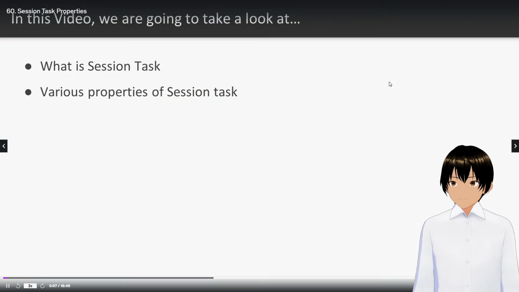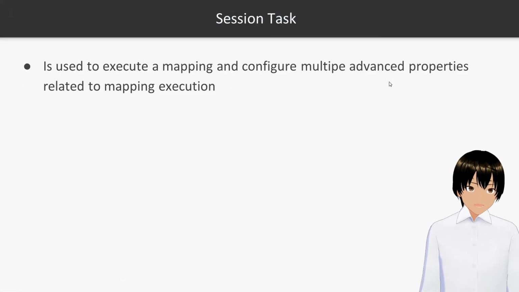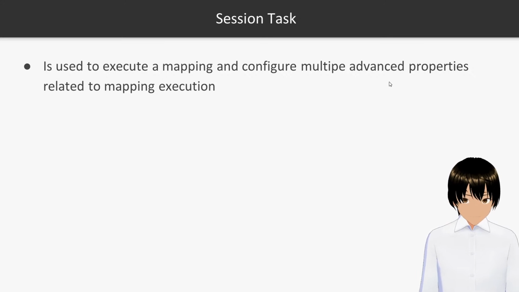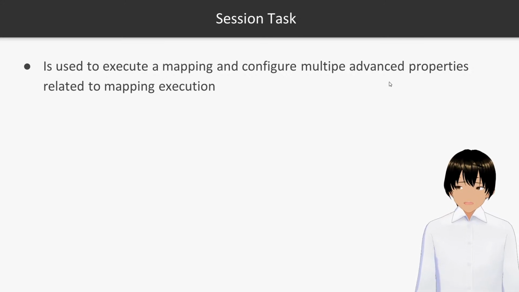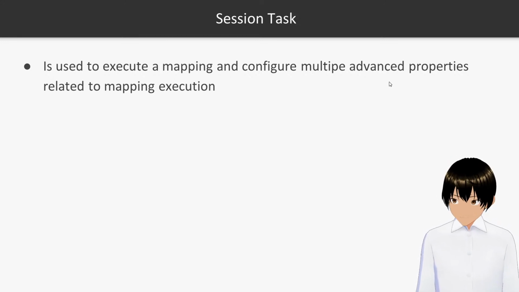We'll talk about a session task. Also the various properties of the session task. I already discussed basic properties of the session task. A session task is used to execute a mapping. Session task is the most widely used task amongst the tasks in Workflow Manager. As you may have seen earlier, there are a lot of properties. We discuss some of those properties. We'll discuss the remaining properties in this video.